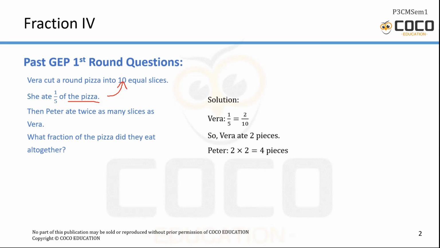Okay, so in the end, we can have the fraction. This fraction is of the pizza, so it's still of the 10 equal pieces. So the denominator is 10 and the numerator is what they ate altogether. So what they ate altogether is 2 and 4, so it's 6/10. So we simplify, and we have the answer 3/5. Okay, hope you can get this question correct.